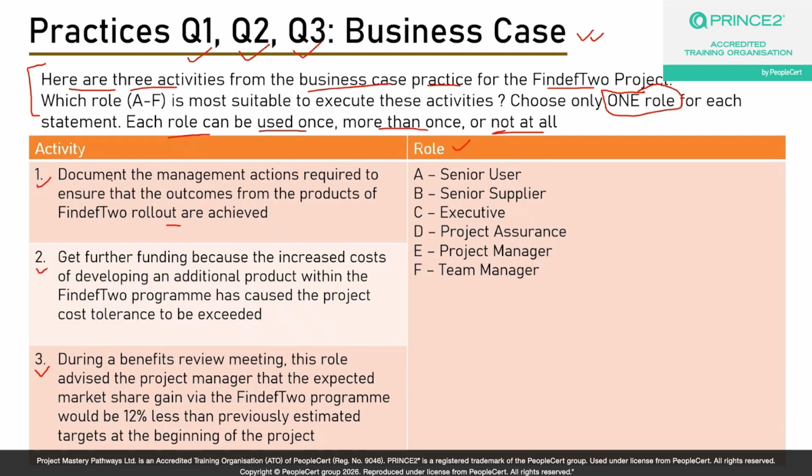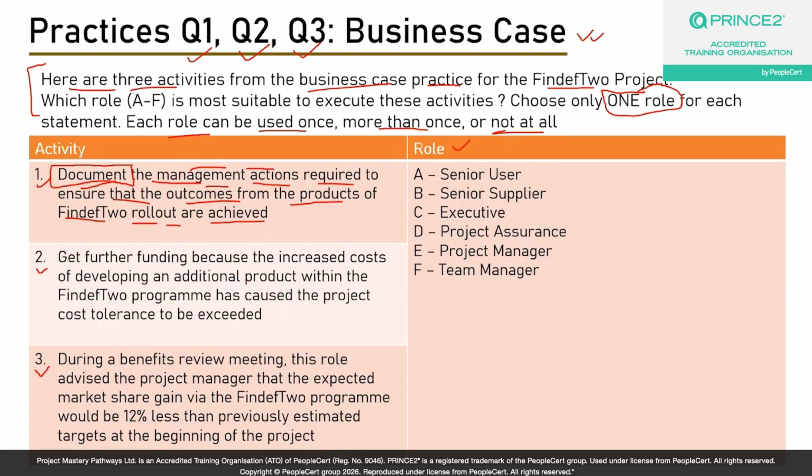Let's see. Activity number 1: document the management actions required to ensure that the outcomes from the products of the FindF2 rollout are achieved. Now it's a tricky one because many of you might think that if it is talking about the outcomes of the product, it is talking about rollout, which is a part of post project benefits. This might link to the senior user, right? However, please note that it is talking about documenting these management actions. It is not talking about designing or recommending those management actions.